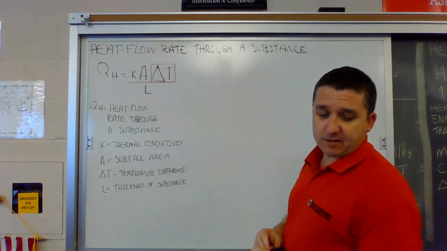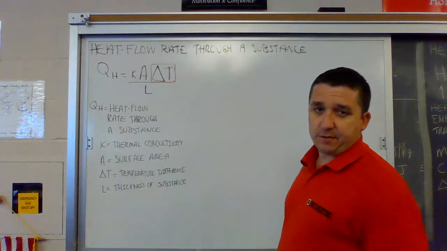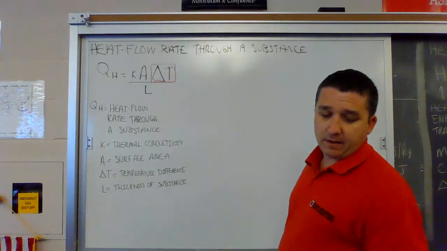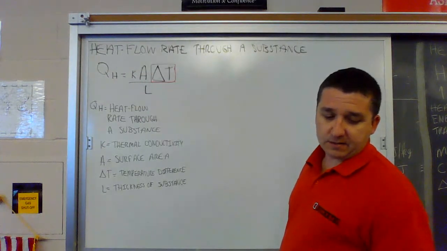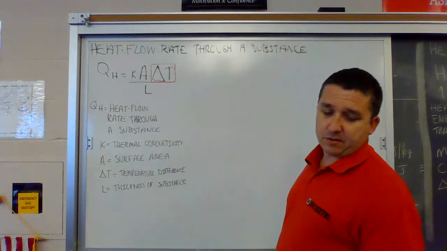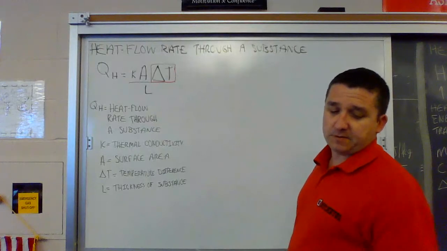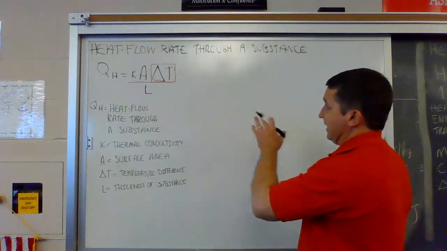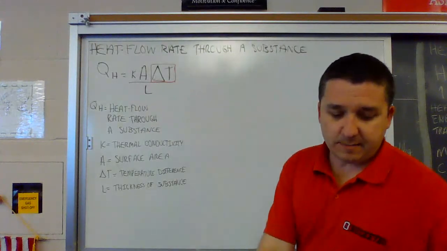A slab of concrete is 12 centimeters thick and has a surface area of 37 centimeters squared. The temperature on one side is 25 degrees Celsius and it's a temperature of 20 degrees Celsius on the other side. What is the heat flow rate caused by the temperature difference across the substance? All right, so what's that heat flow rate? So here's how you set up the problem.